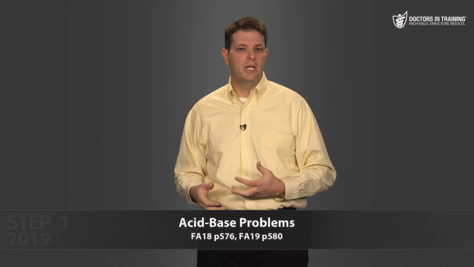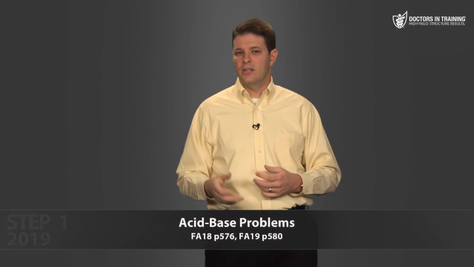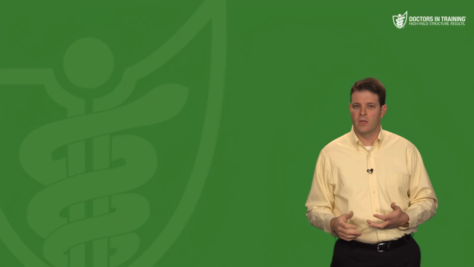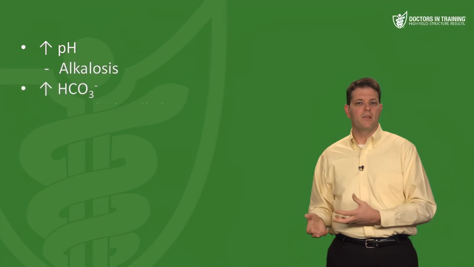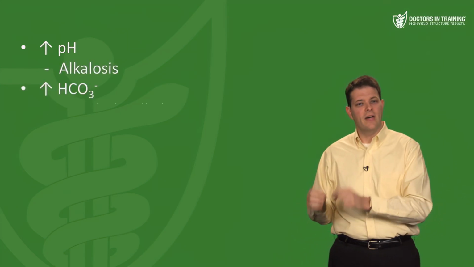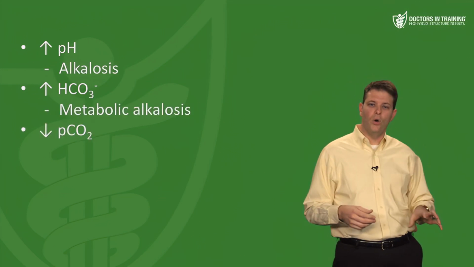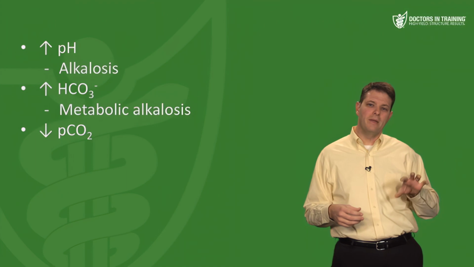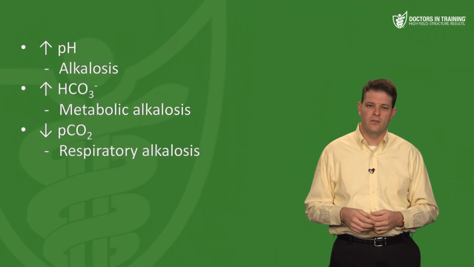So if you look at the ABG and figure out whether the CO2 or bicarb are higher or lower than normal, you can easily determine what disorder you're dealing with. If you have a high pH, that means there's an alkalosis. If the bicarb is high, you know that the bicarb caused that high pH. That would be a metabolic alkalosis. If you have a low PCO2, you know that the low PCO2 is what caused the high pH. So that would be a respiratory alkalosis.